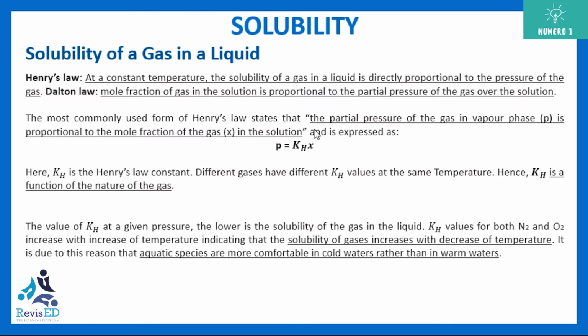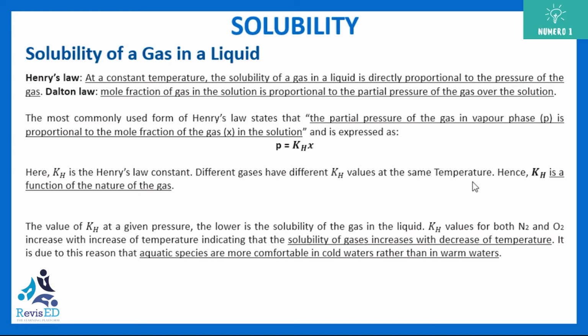For example, let's go to the more commonly used statement of Henry's law, which is this one. The partial pressure P of a gas in the vapor phase is proportional to the mole fraction X of the gas in the solution. So P is proportional to X. If you want to remove the proportionality sign and put an equals sign, you need the constant Kh. This Kh is the Henry's law constant. Henry's law constant is different for different gases, and it is dependent on temperature.